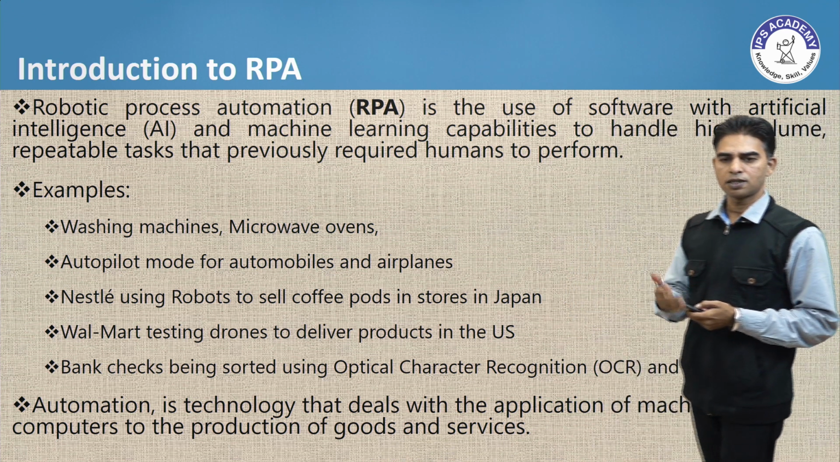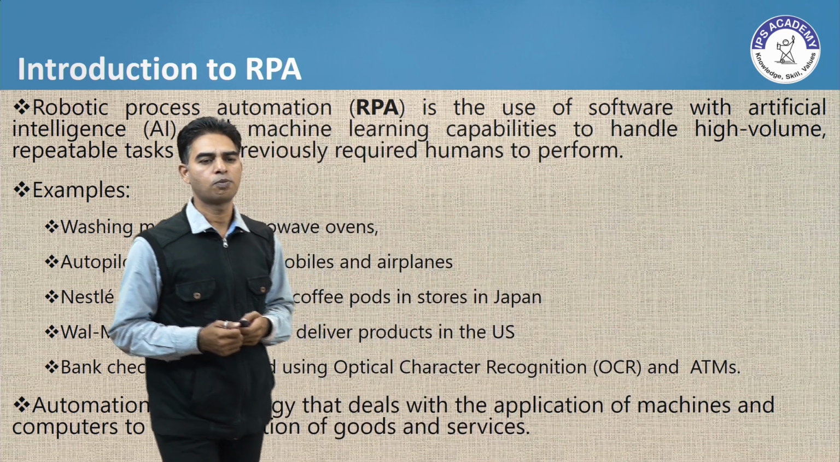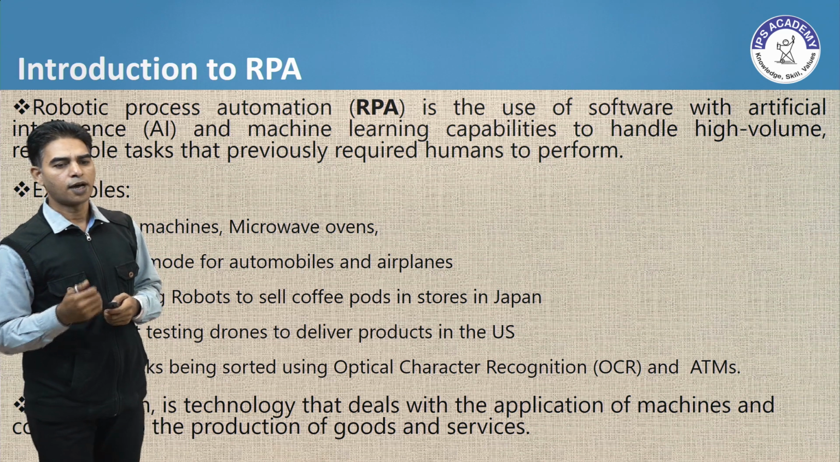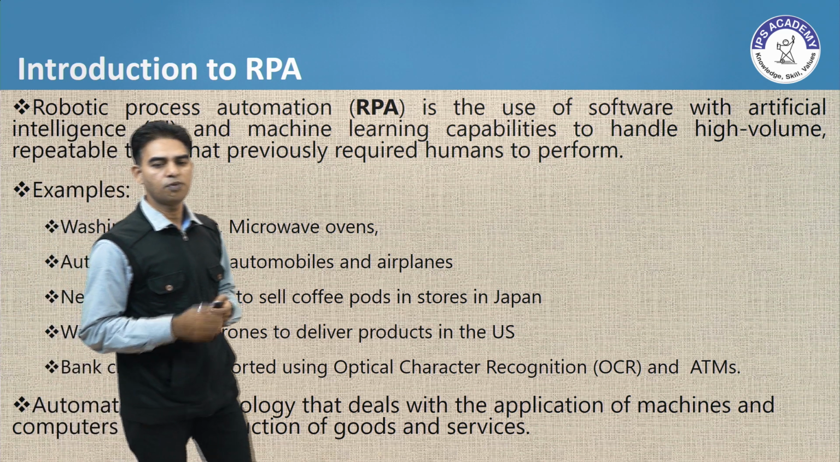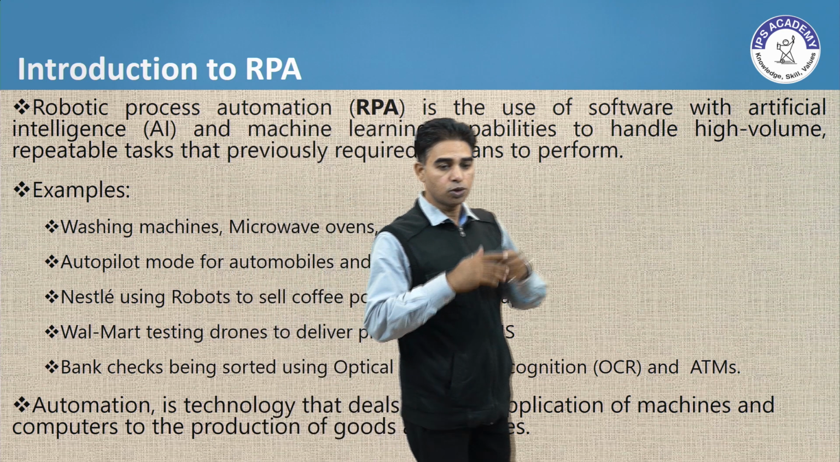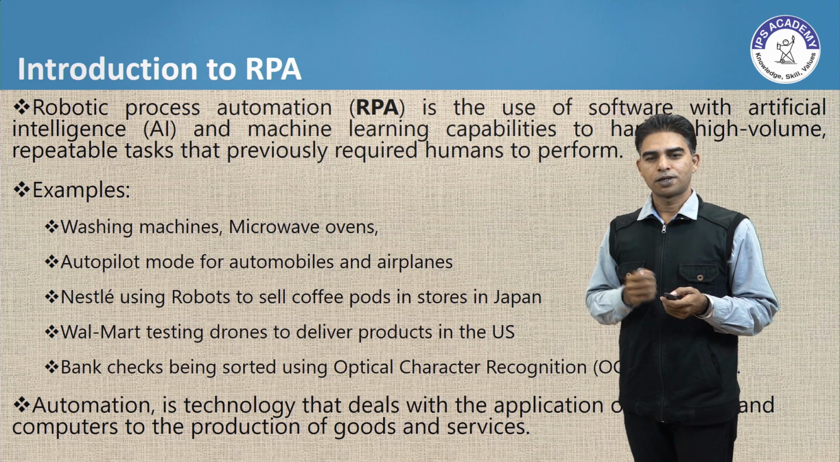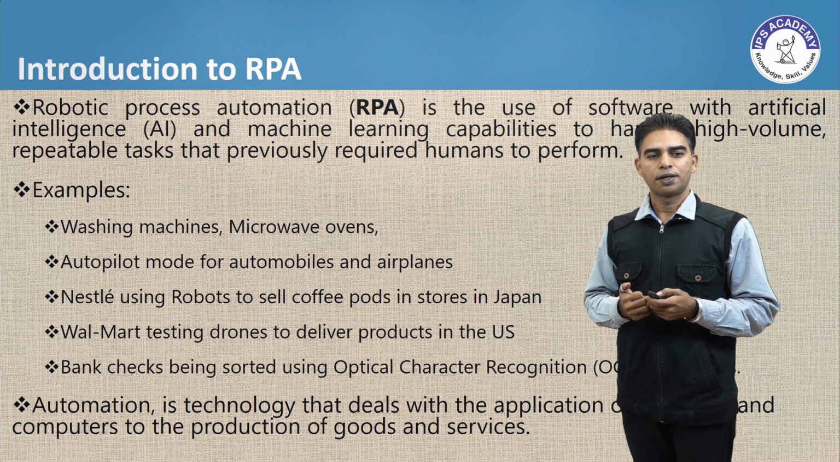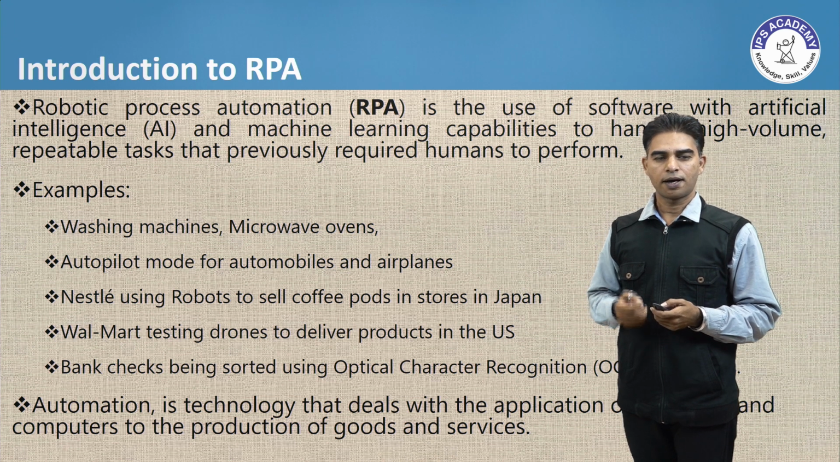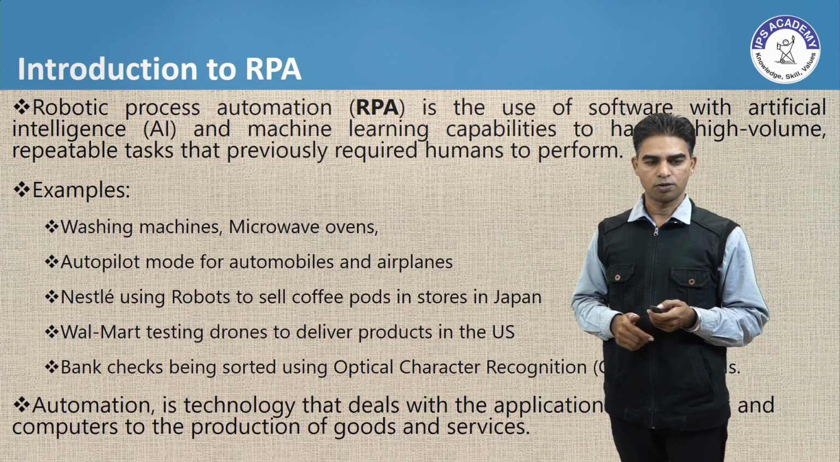So many things are done by machines, and machines learn to do this through robotic process automation. Automation is a technology that deals with the application of machines and computers to the production of goods and services. The main objective of robotic process automation is to reduce human tasks and make machines intelligent enough to do the same tasks performed by humans.